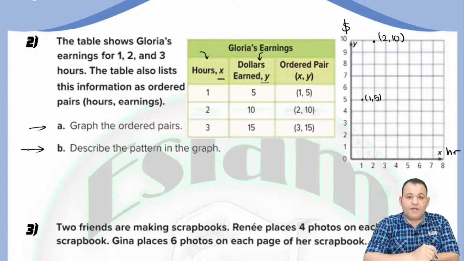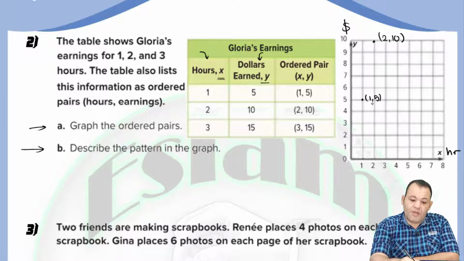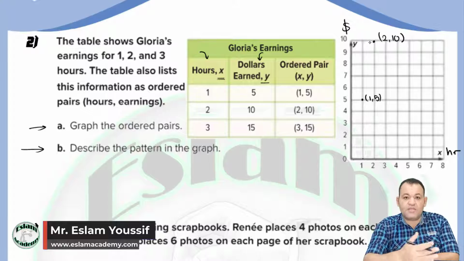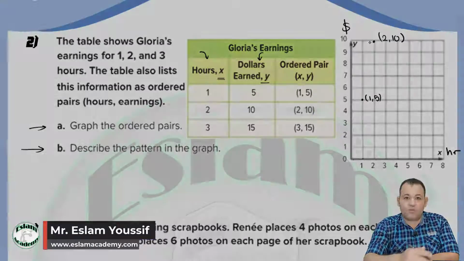Now we need to describe. To describe the pattern, we can find the unit rate. The unit rate means for each 1 hour, it will be $5. So we can represent that the pay for each 1 hour will be $5. Or we can describe it another way: by adding 1 hour of working, we will earn $5 more. That's how we can describe the relation between the x and y.